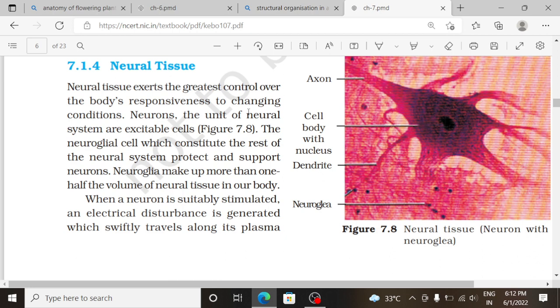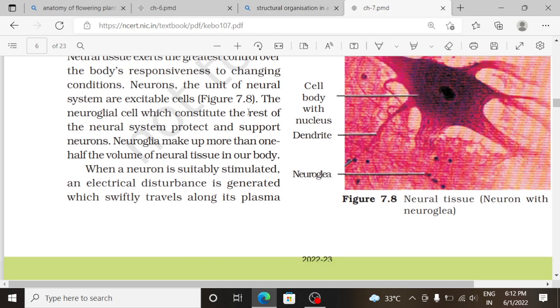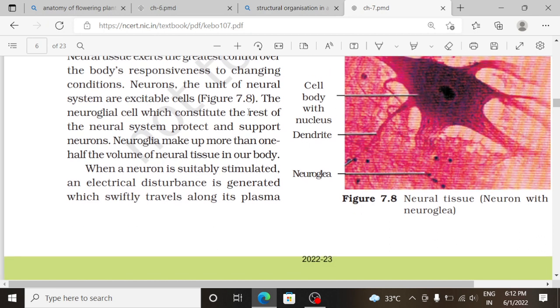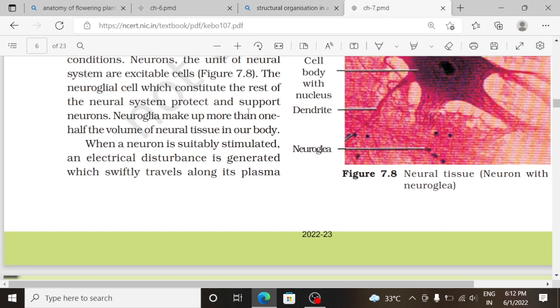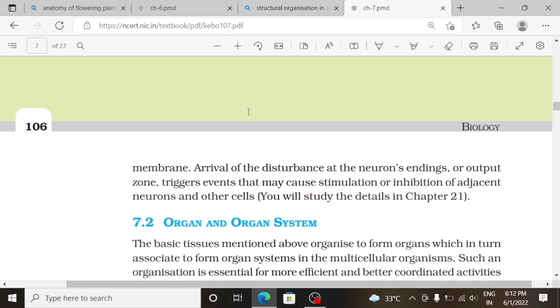Then the fourth type is neural tissue. The neural tissue exerts the greatest control over the body and is responsive to changing conditions. Neurons, the unit of the neural system, are excitable cells. The neuroglial cells, which constitute the rest of the neural system, protect and support neurons. Neuroglia make up more than 1/2 the volume of neural tissue in our body. When a neuron is suitably stimulated, an electrical disturbance is generated which swiftly travels along its plasma membrane.